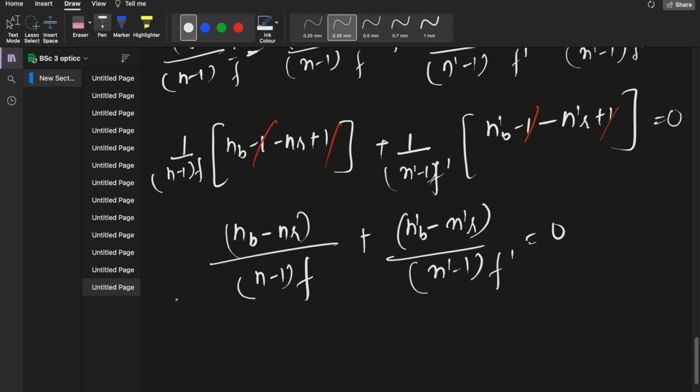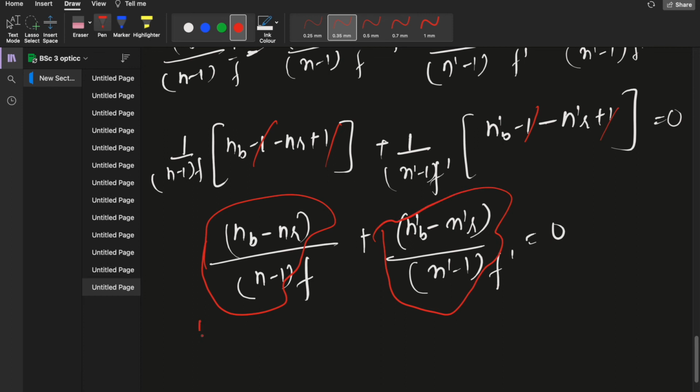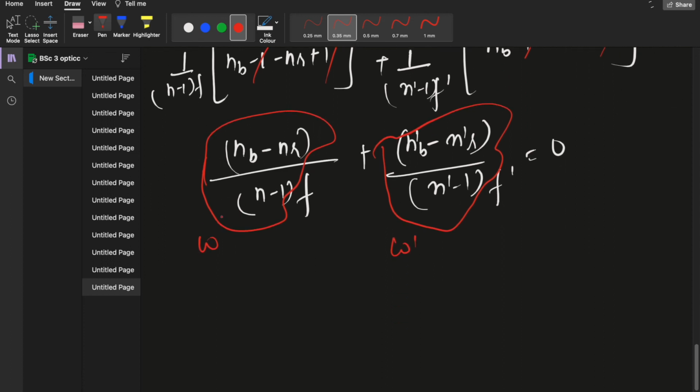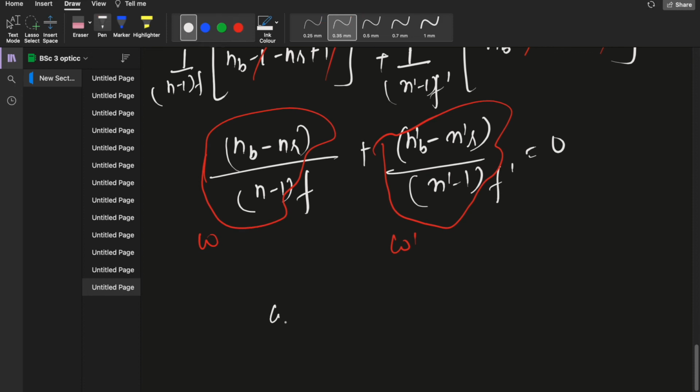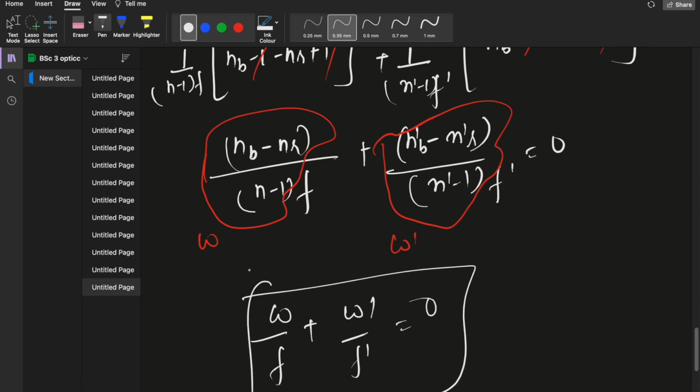Alright, I know this quantity. Which quantity? Change in refractive index upon mean value minus 1. This quantity is omega, the dispersive power for crown glass, and this is the dispersive power for flint glass. So I can write it as ω/f plus ω′/f′ must be 0. This is the achromatic condition.